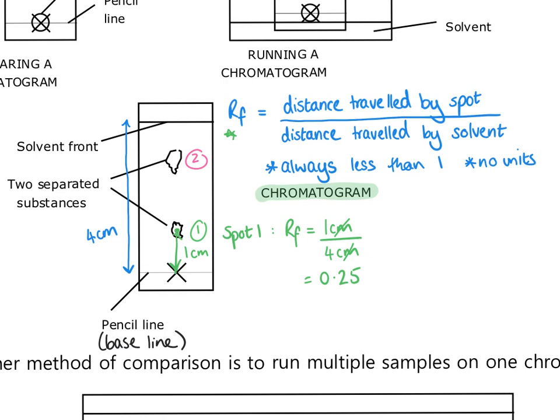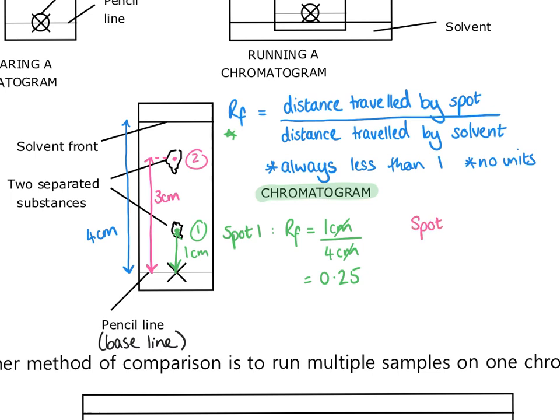And then we need to do it for spot 2 as well. Again, we measure from the centre of the spot down to the baseline. So it's always measured from the baseline because, think about it, that's where the spot started, and that's where the water started to travel up and bring the spot with it. So I want you to mark on that spot 2 has travelled 3 centimetres.